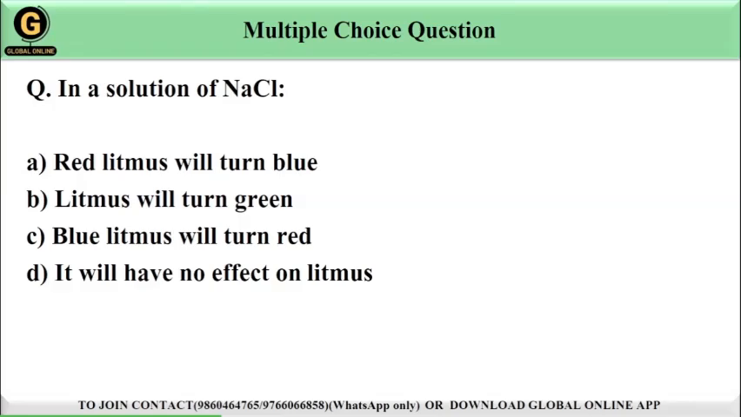So in case of a solution of sodium chloride, it is a neutral salt solution, therefore it does not affect the color of litmus paper. Acidic solutions turn blue litmus red and basic solutions turn red litmus blue. But neutral solutions like sodium chloride do not change the color of the litmus paper. So the correct answer among the options will be option D, it will have no effect on litmus. Let's move to the next question.